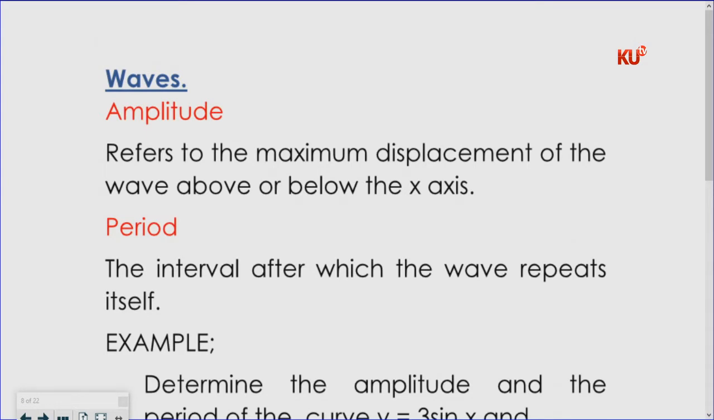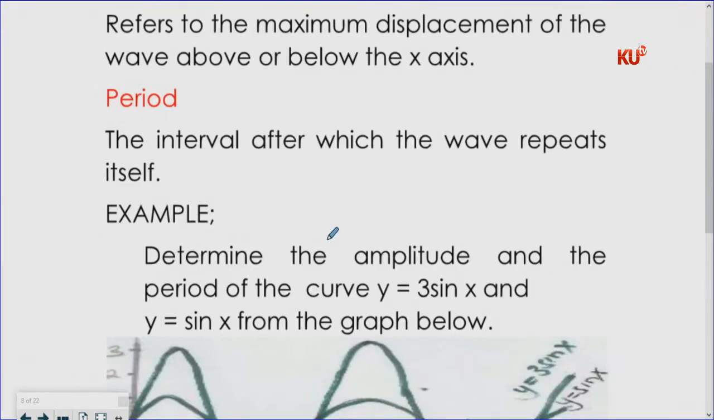So amplitude refers to the maximum displacement of the wave above or below the x-axis. So I'll be explaining this using the next example. The period is the interval after which the wave starts to repeat itself. That is the period. And in most cases, the period is always in degrees or in radian. Then the amplitude, that one is like the displacement. So we shall be looking at the units for that. Let's look at an example.